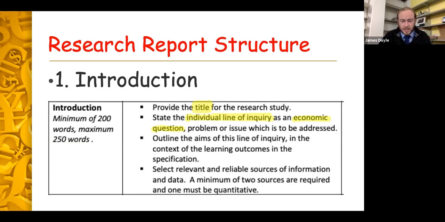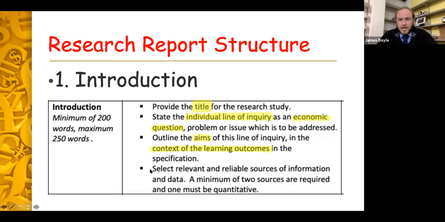We want the title to be a fairly focused and specific area that the student wants to look at. The line of inquiry then is the economic question, so it's what the student is looking to find out. Then they're going to have the aims. So these are the 3 main components of the research study report.